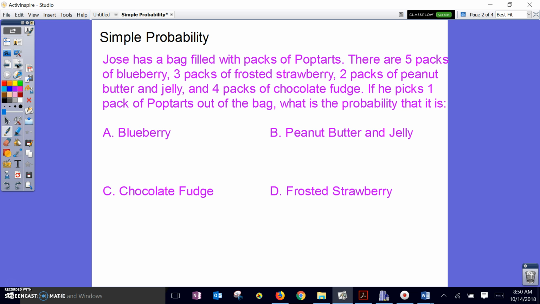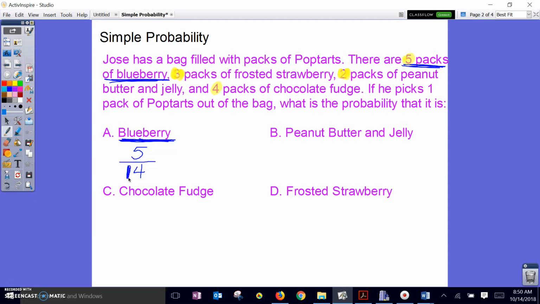Okay. So when he reaches in and picks a pack of Pop-Tarts out of his bag here, the number of ways that he can pick out a pack of blueberry Pop-Tarts depends on how many packs of blueberry are in the bag. There are 5 packs of blueberry in the bag, so that is the successful outcome here. And then we need to divide that by the total number of possible outcomes, which depends on how many total packs of Pop-Tarts there are in the bag. We add up all the packs, and it looks like he's got 14.